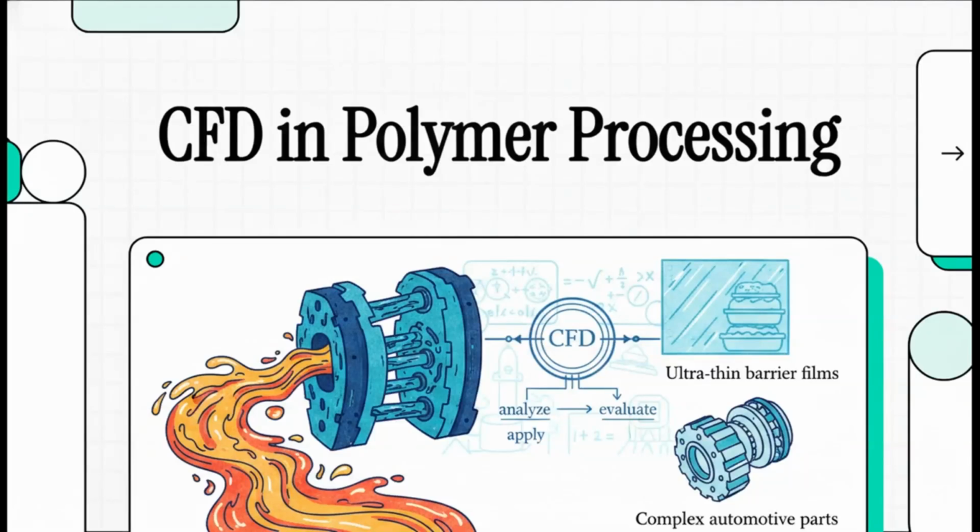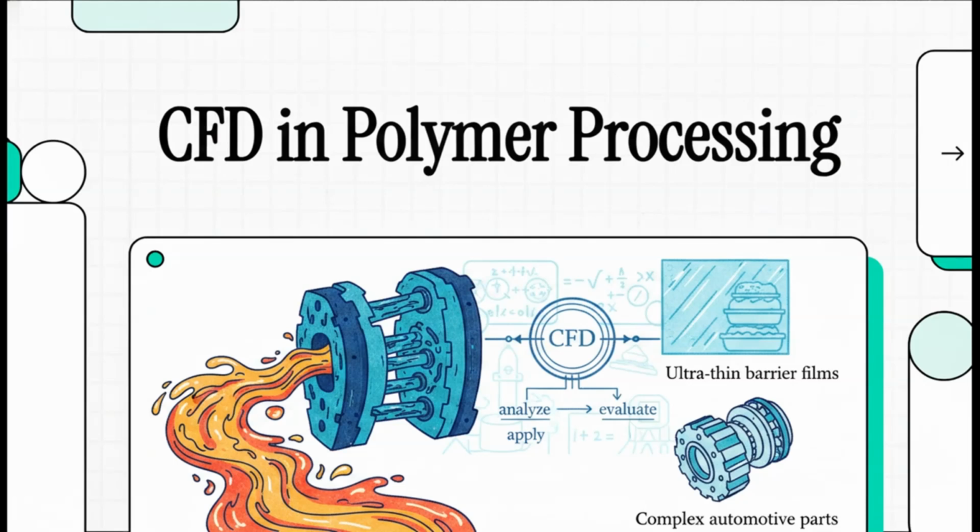All right, let's just dive right in. Imagine trying to precisely control a chaotic, boiling river of sticky molten plastic. And not just control it, but force it into microscopic layers and intricate shapes without a single tiny flaw. Sounds basically impossible, right? But everyday products, like those ultra-thin barrier films keeping your groceries fresh, or complex automotive parts, they rely entirely on us doing exactly that.